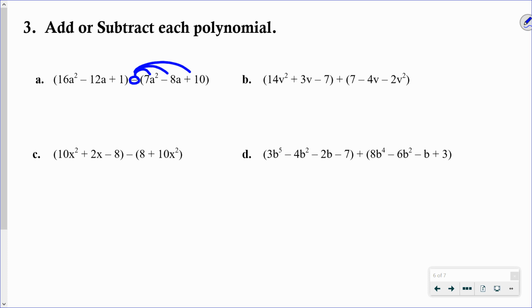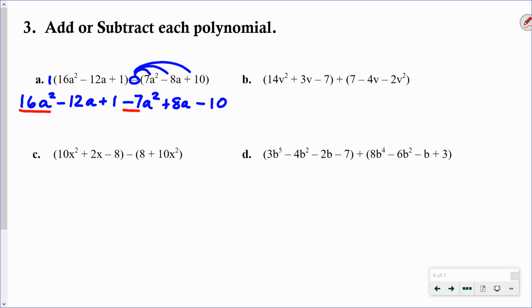So I am going to bring down the first polynomial because I am not changing anything about it. There is a positive 1 in front of it, and if you distribute a positive 1, nothing happens. When we distribute the negative 1, however, we have minus 7a to the second plus 8a minus 10. The negative is going to switch all of the signs. Now we're going to combine like terms and write that in standard form.